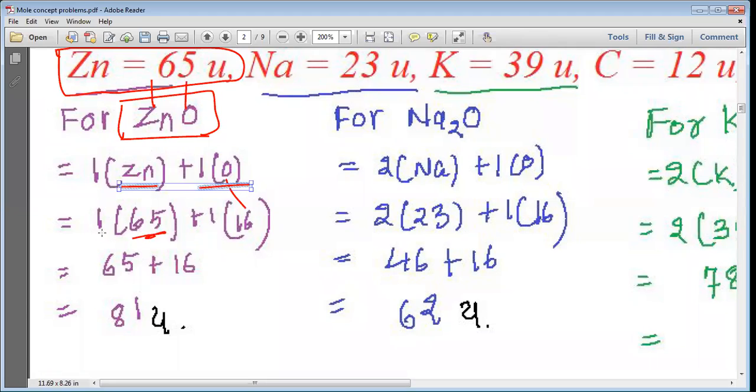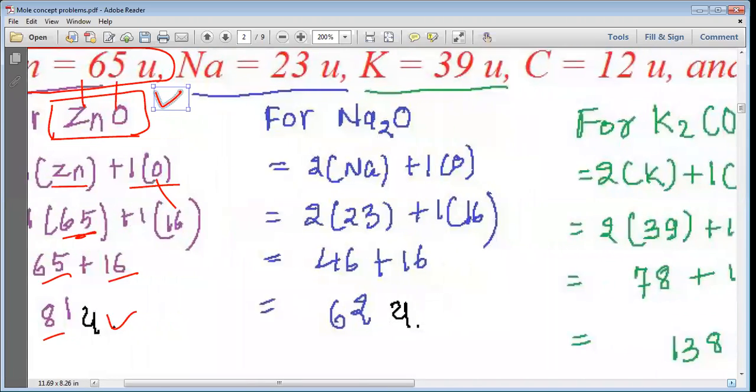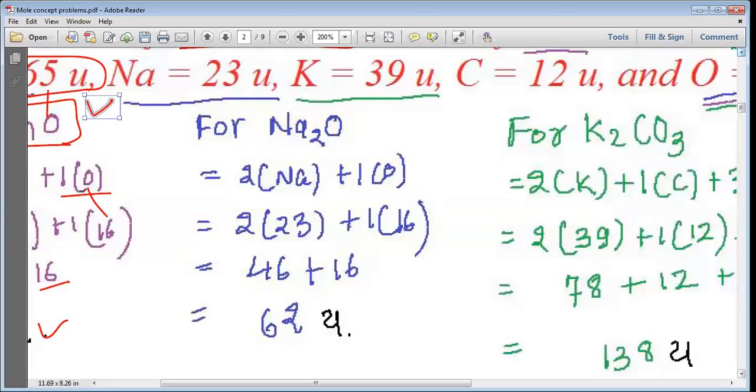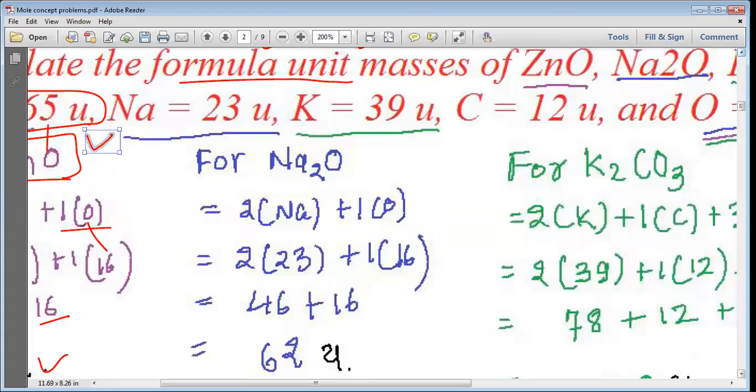So 1 into 65 gives us 65. 16 into 1 gives us 16, and by adding 65 and 16 we get 81. Here, instead of writing gram per mole, my dear students, as in the question the unit is given as U, we will also write U, which means the unified mass. So this is how we calculate. In the same way as the molecular mass, the formula unit mass is also calculated.